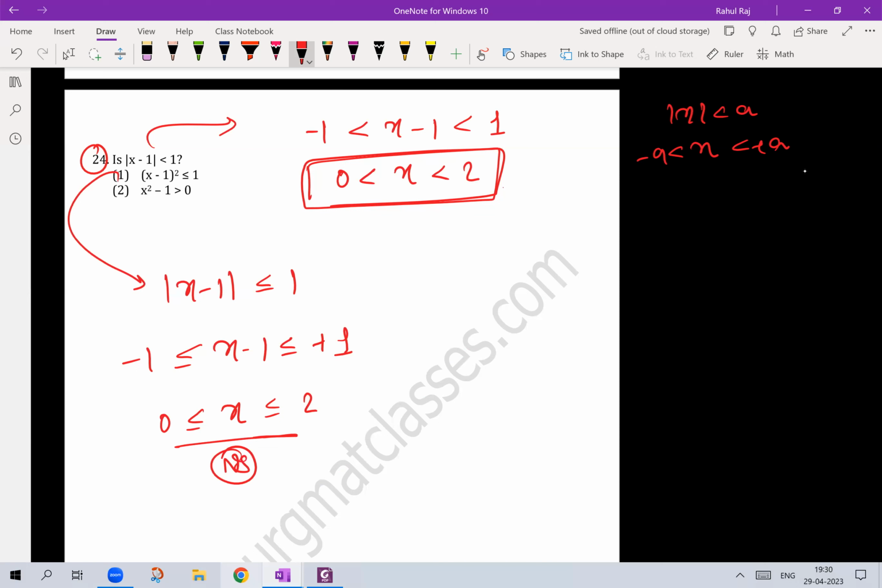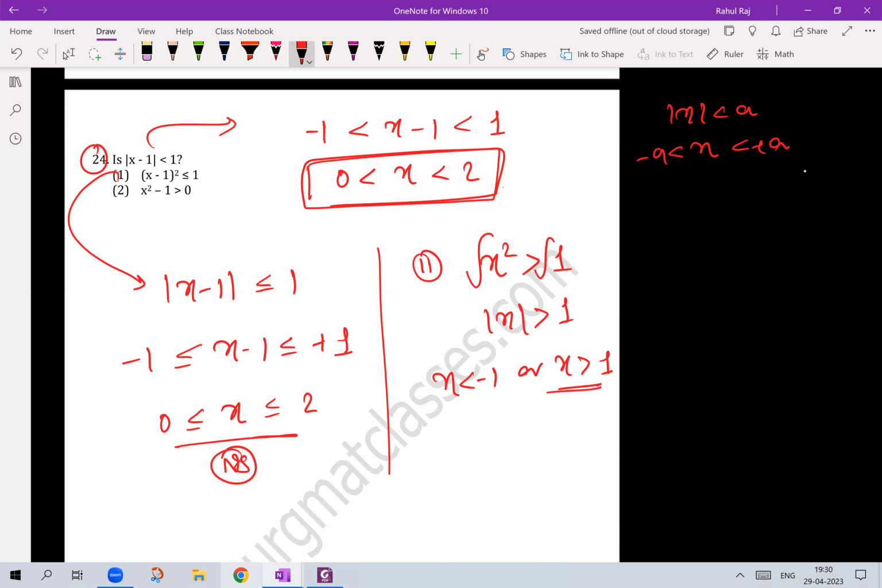No, Rahul. And option number 2 says what? x square is greater than 1. That is, if I take root both sides, mod x is greater than 1. If mod x is greater than 1, x could be less than negative 1, or x could be greater than 1. But if x is greater than 1, x can be 2, 3, 4. And my question is, does x lie between 0 and 1? From here, I can't say x lies between 0 and 1. 0 or 2 only, not sufficient.